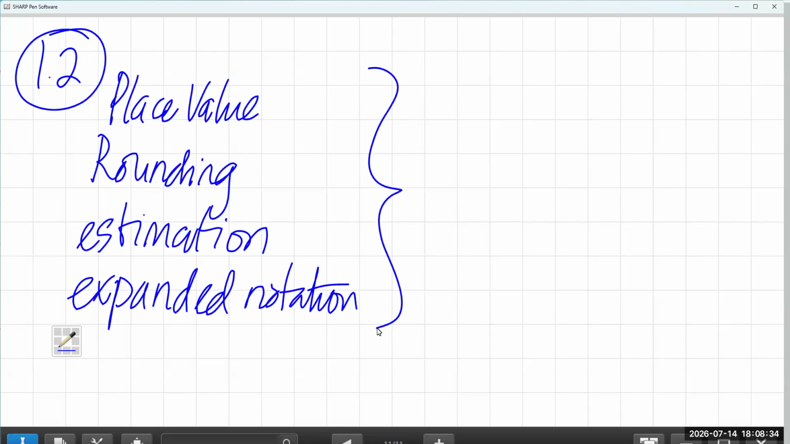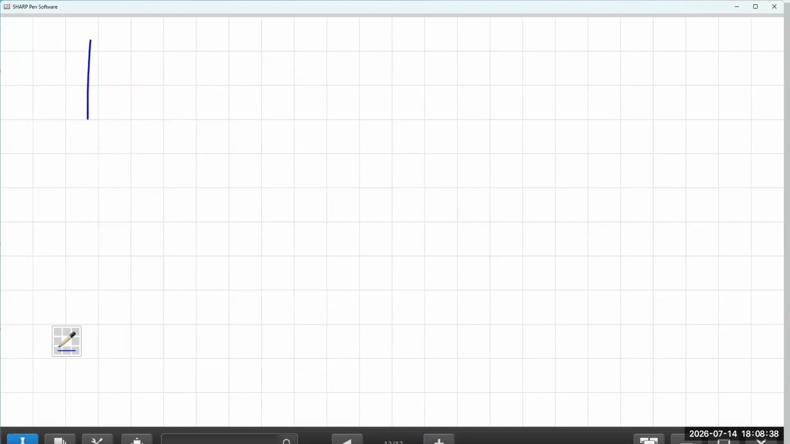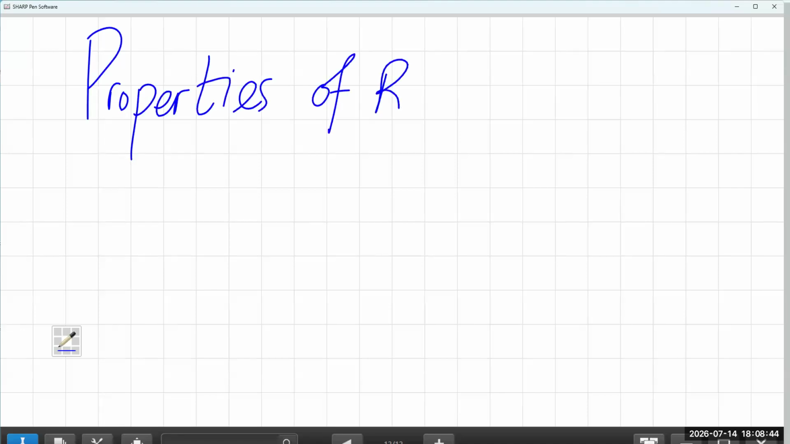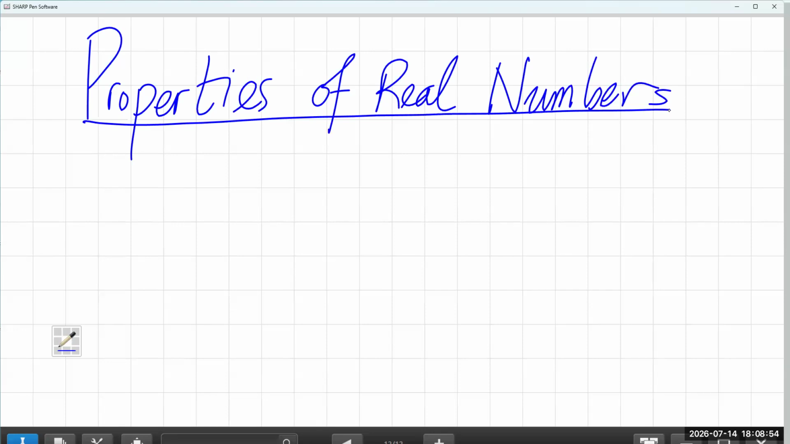Before we do that, there's something in math called properties of real numbers. So we're going to have a discussion on these, but for now, I want you to just write it down in your notes, properties of real numbers. And I'm going to mention some of these properties to you.